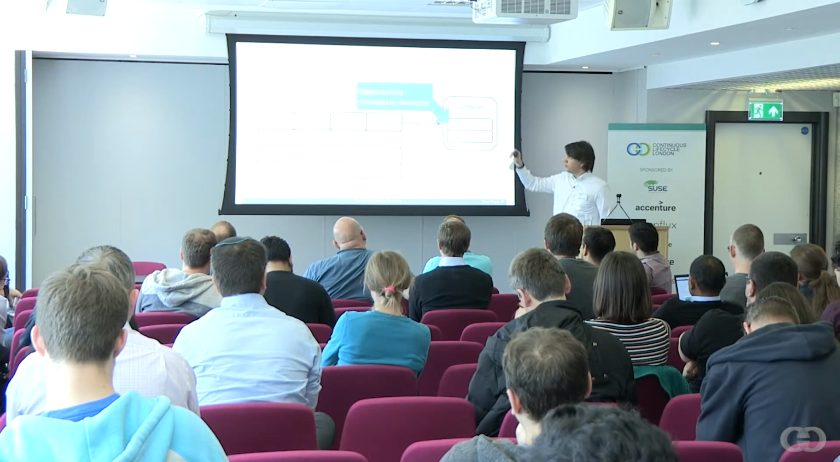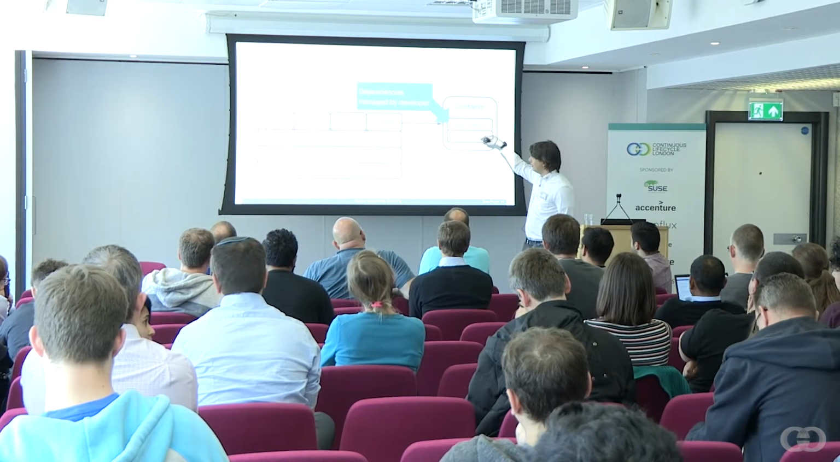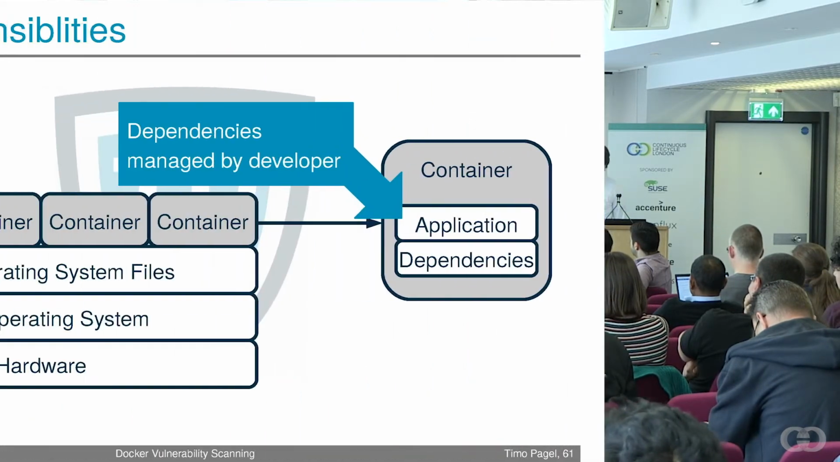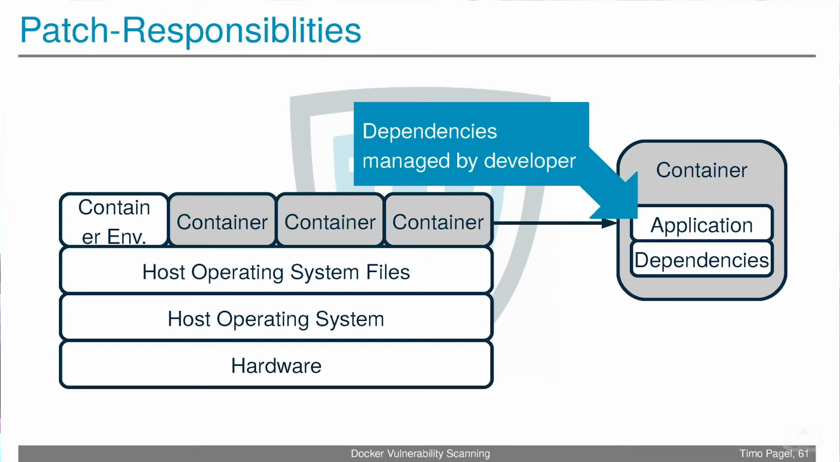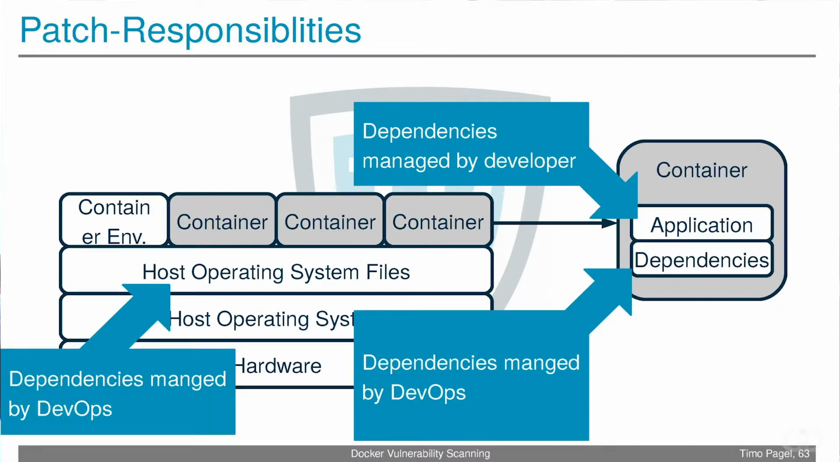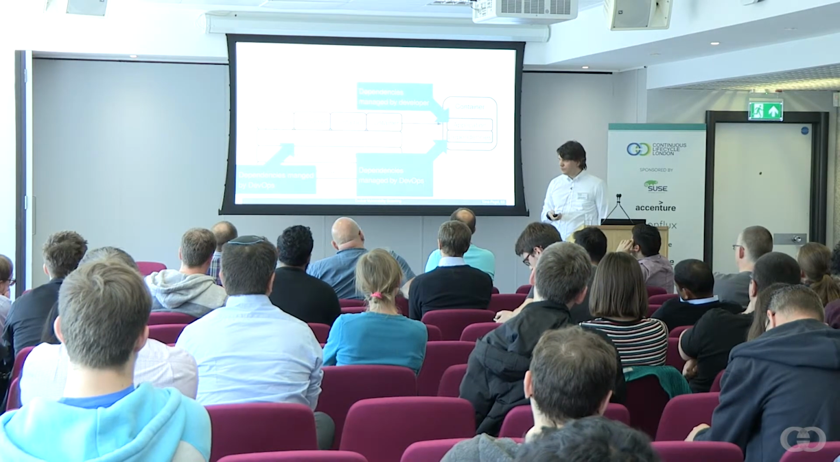So just to make sure you understood: the application dependencies are managed by the developer, the operating system dependencies in the container are managed by the DevOps team, and the host system files are managed by the DevOps team, or maybe by an infrastructure or platform as a service provider.